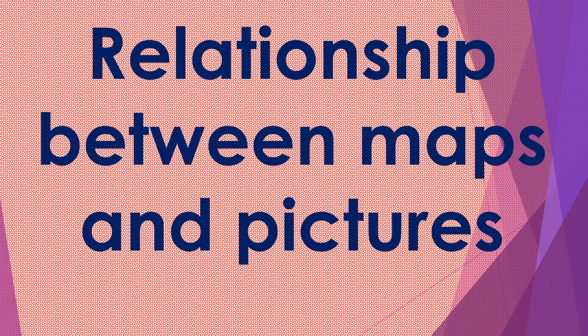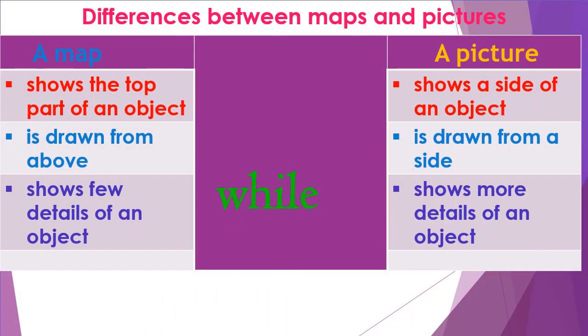The relationship between maps and pictures. How can we relate these two, the maps and the pictures? Here is our table showing us how we can relate a picture to a map. Here we have a map, and this way we have a picture. They're telling us that a map shows the top part of an object.